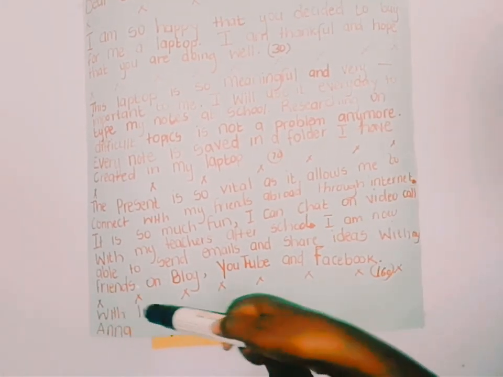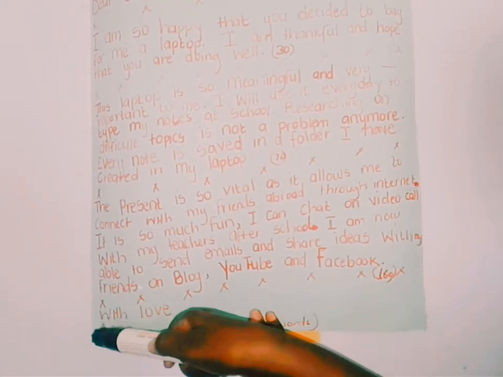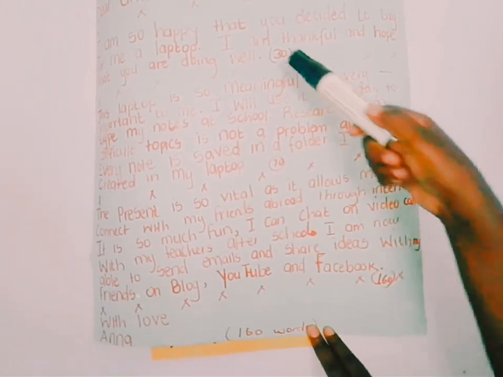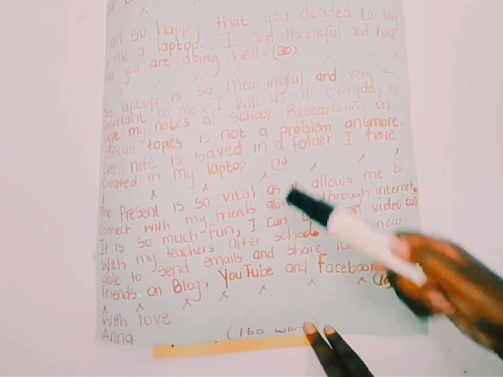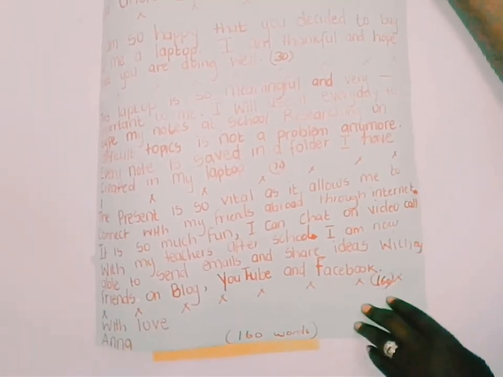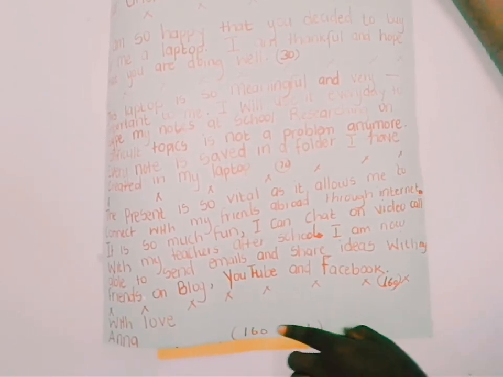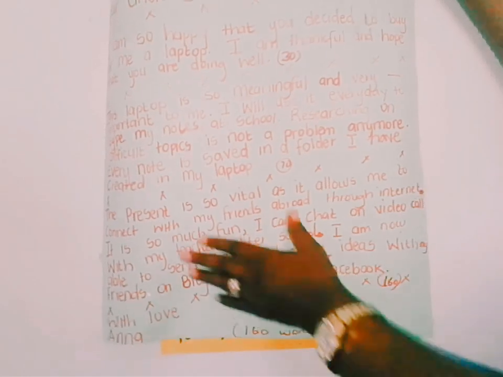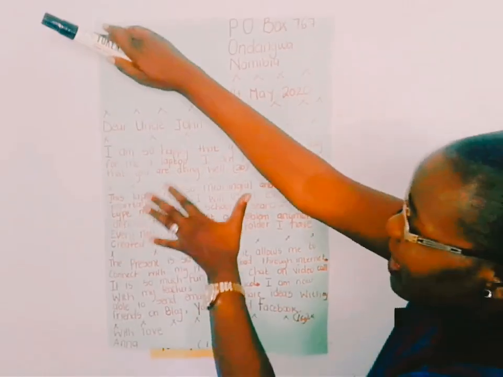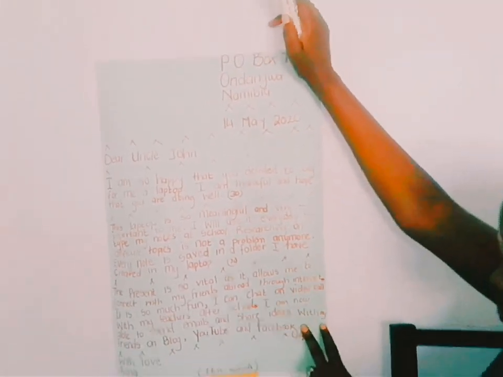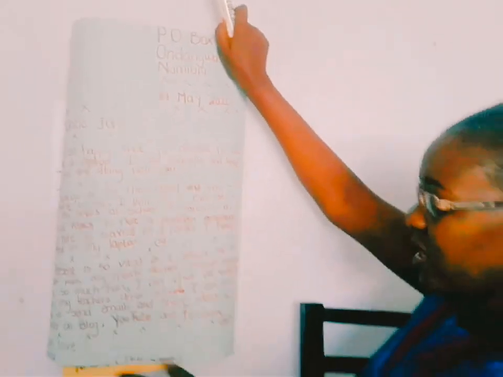Then she omitted a line and came to a conclusion. With love, Anna. This is 160 words because she has 30 words here, 70 words here. I think she forgot to indicate how many words here. So the total is 160, which she carried on here. This is so beautiful. At least she tried her level best to answer the prompts. And that is what I encourage all of you to do.